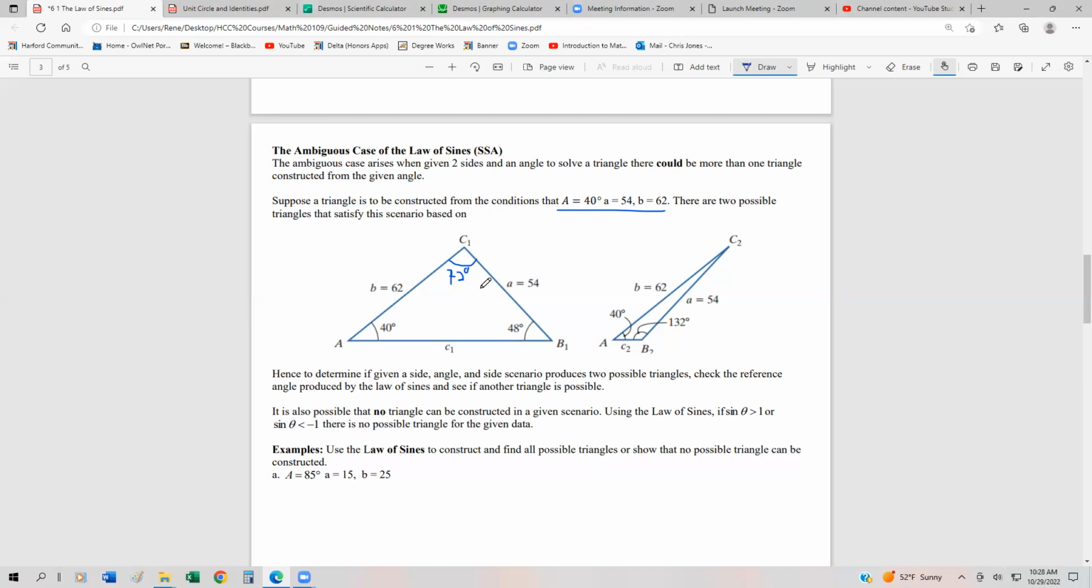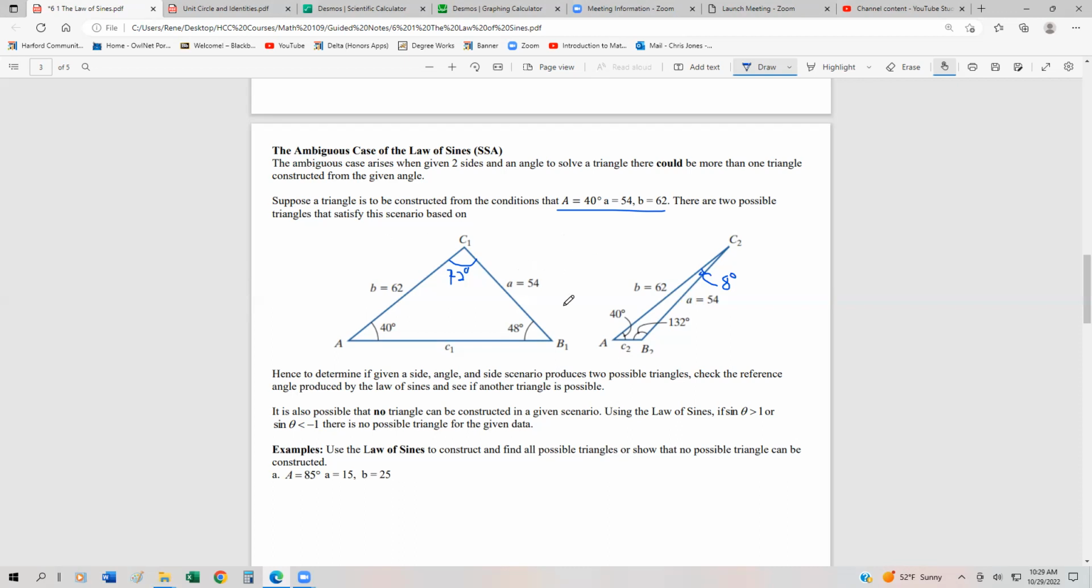Now, over here, we have another scenario where C could actually be extremely small, if B happened to be an obtuse angle. So we know that if this was 40 and 132, the remaining angle here would be 8 degrees. Both of these conditions are satisfied. Notice that C2 would really be small. When we find the reference angle for this, we have to make sure by the law of sines that there are no other triangles, or if there are, that we solve these.